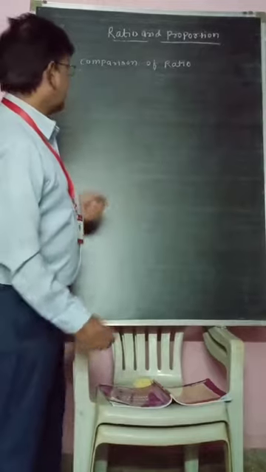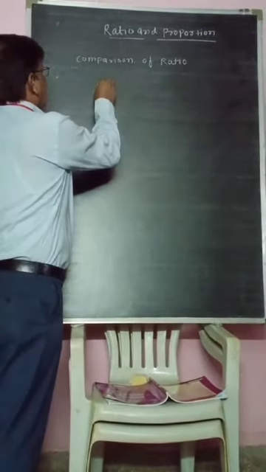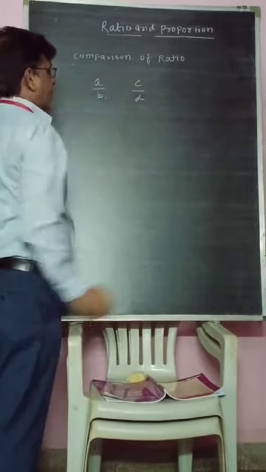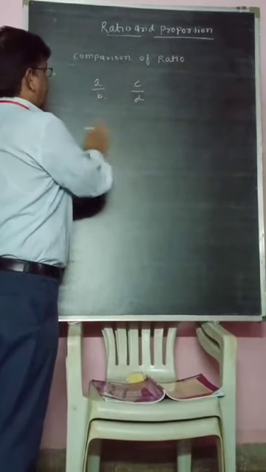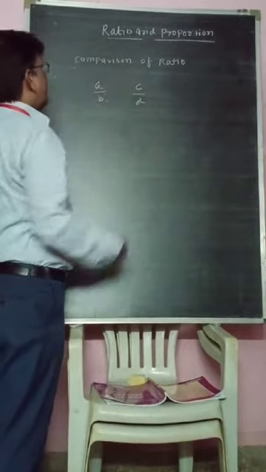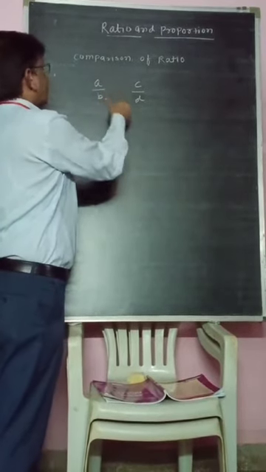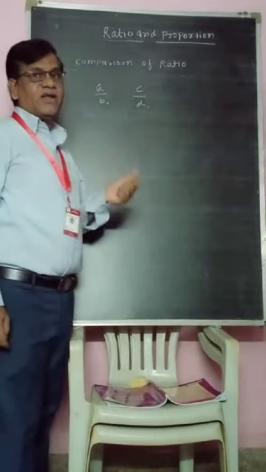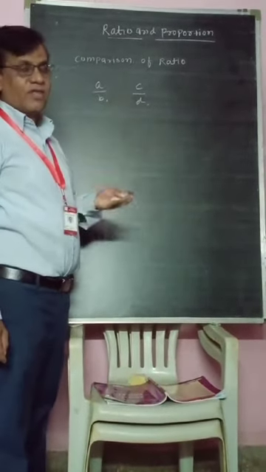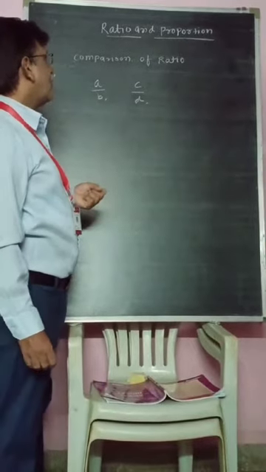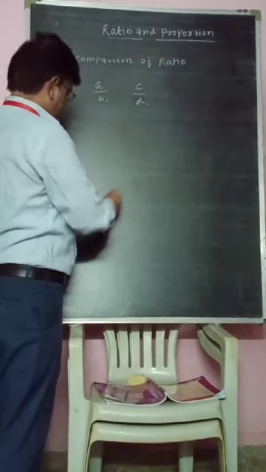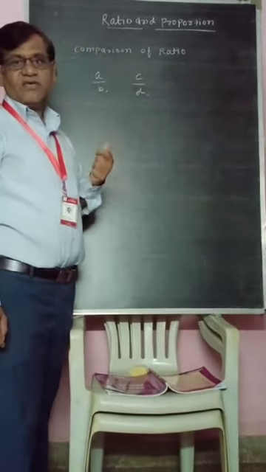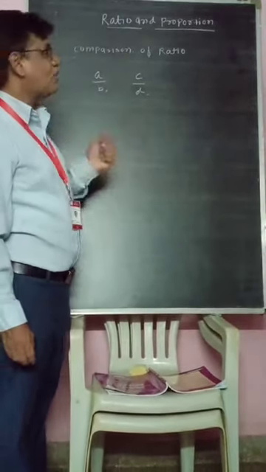Now see, if the first ratio is a by b and the second ratio is c by d. Now, which ratio is greater, which ratio is smaller, or are they equal? How to find out? When we compare one ratio to another ratio, we find which ratio is greater and which is smaller. Now, how to find out?